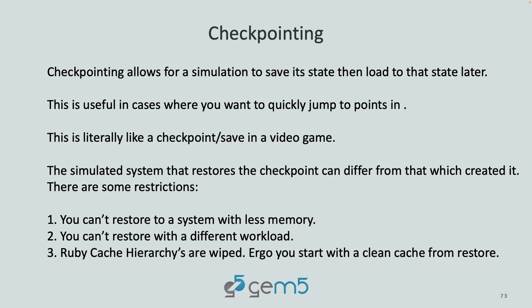but for Ruby caches, your caches will be wiped. So there's two types of caches in gem5. I didn't really cover this. One is a Ruby memory system, which is more complex and allows you to do more things. And there's what we call classic, which is very simple. That's basically the difference. That's all you really need to know for now. So if you do checkpointing with Ruby caches, you do need to warm them up again.